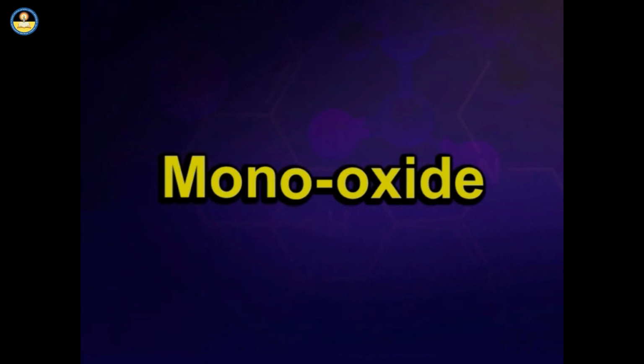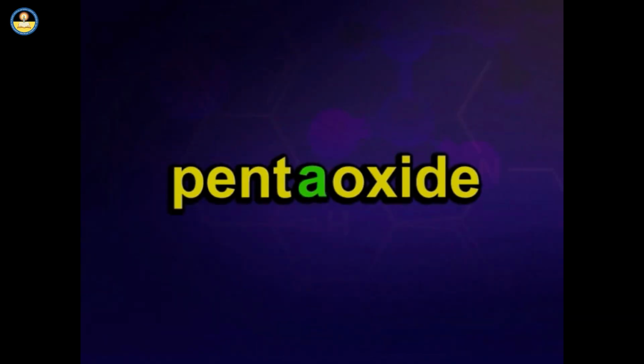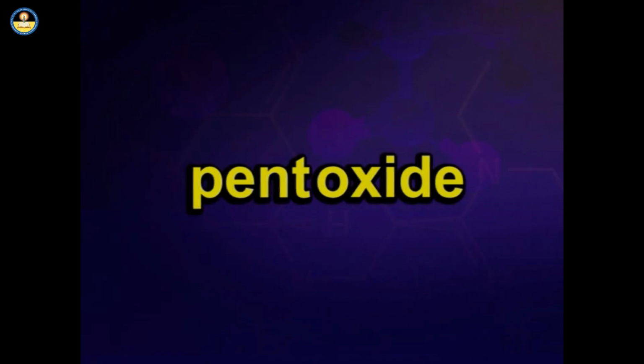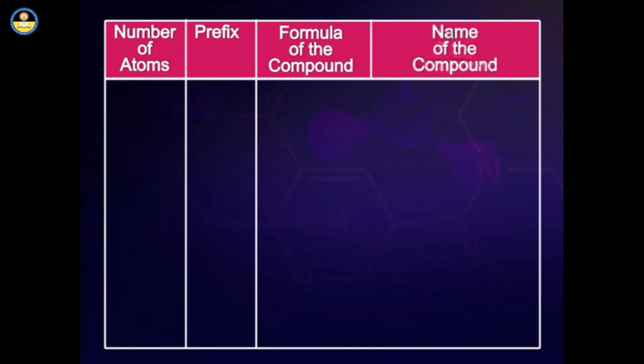Monooxide is written as monoxide after leaving O. Pentaoxide as pentoxide after dropping A, etc. We see on the screen number of atoms, prefix, formula of the compound, and name of the compound.